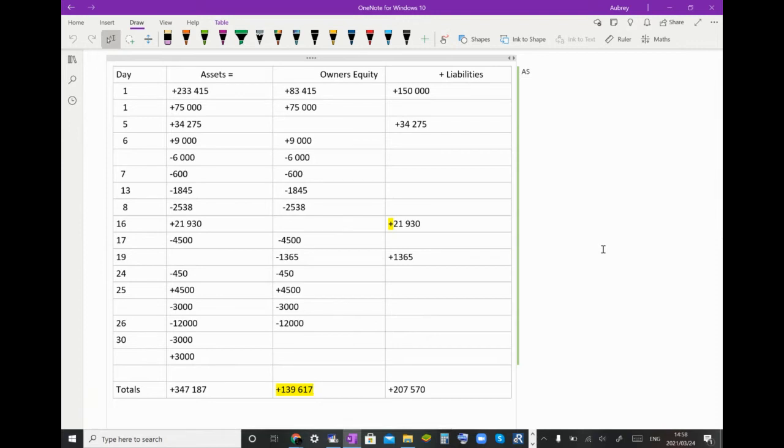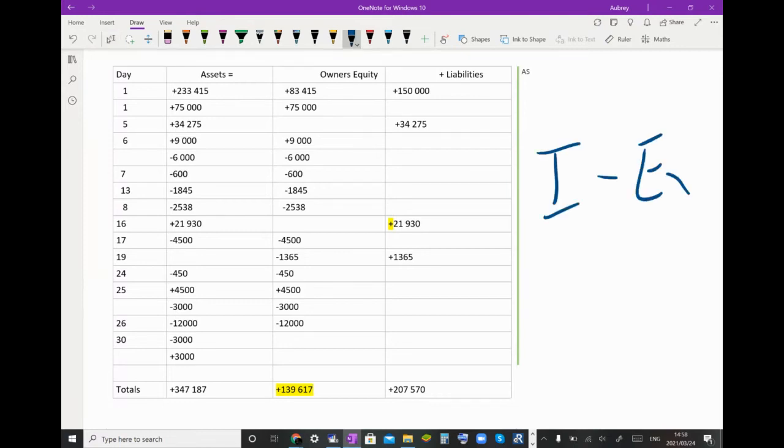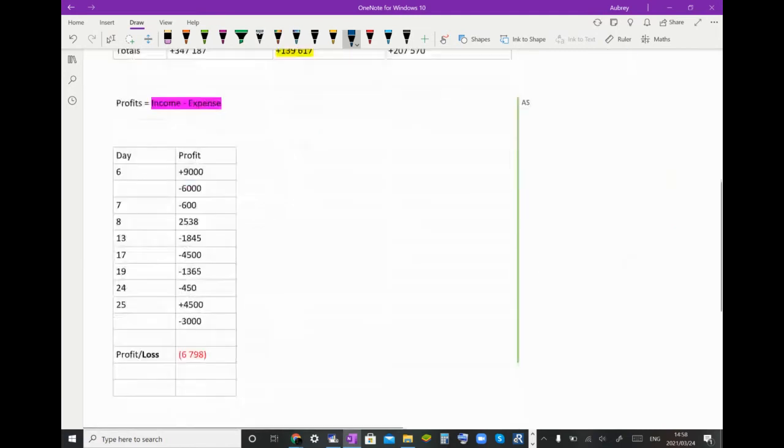Assets minus liabilities. Are you sure? No, I'm not. That's why I'm here, sir. Yes? Oh, yes. Bunch of geniuses. Income minus expenses is going to give you your profit or your loss. Your income minus your expenses. Simple, simple, simple. Okay? Right.